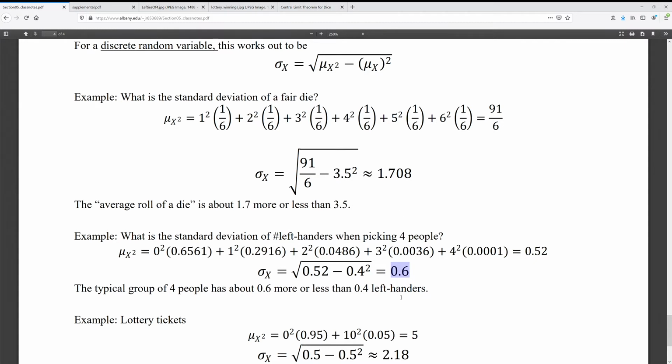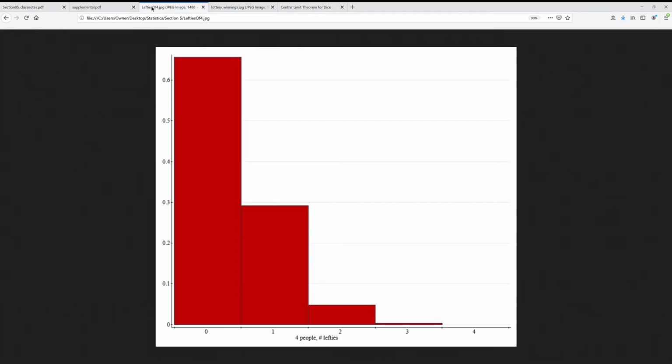So there you go. Your typical, when you pick 4 people and count the left-handed ones, on average, you're going to get 0.6 more or less than 0.4. Now this is pretty cockeyed, right? This is pretty skewed. Here's the 0.4. Well, 0, 1, so let's call 0.4 about here. 0.6 will take me way over to here, right? If I go 0.6 on the small side of 0.4, it'll take me way over here. And there's nothing that far away.